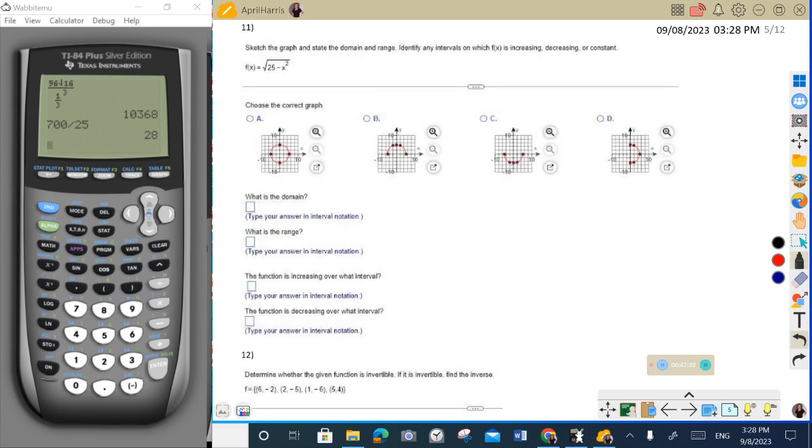Okay, second disclaimer, number 11, it wants to know where the function's increasing and where it's decreasing. So our answer was B, all right? The function's increasing here, so those x values are from -5 to 0. They want you to use brackets, okay? Calculus people disagree with that, but it is what it is. The function is decreasing there, which would be from 0 to 5. So make sure you use brackets on those. Whoops, brackets, hello.